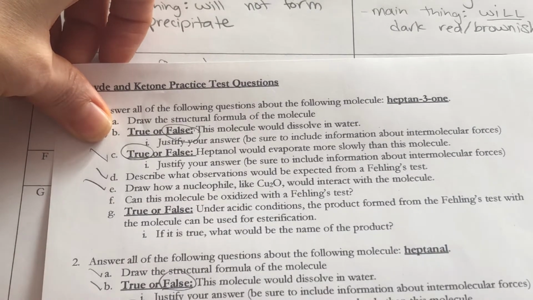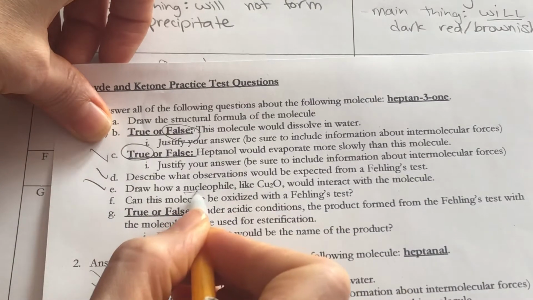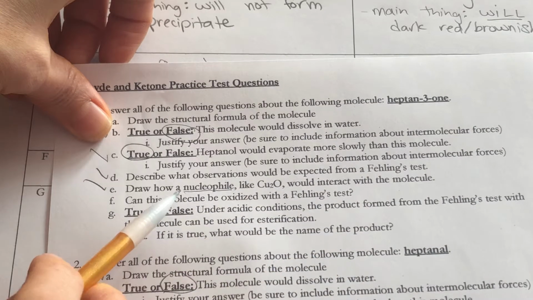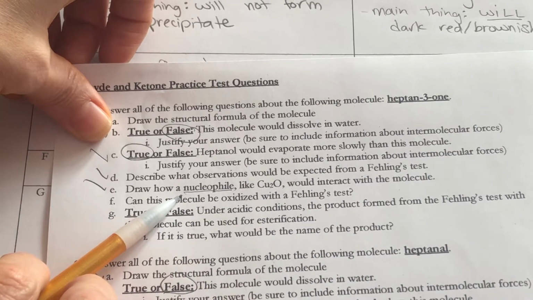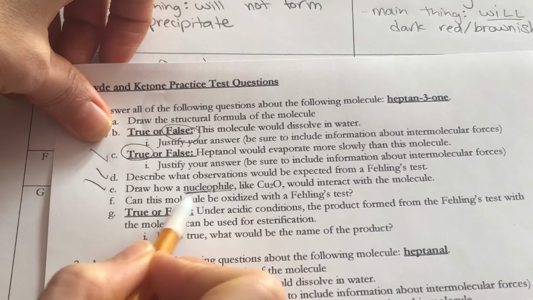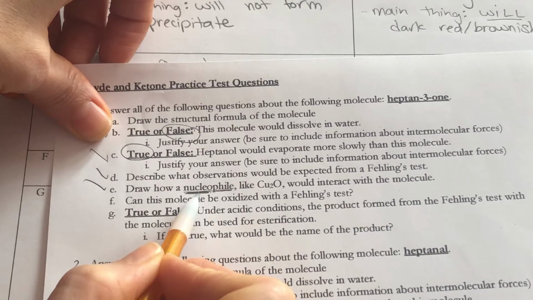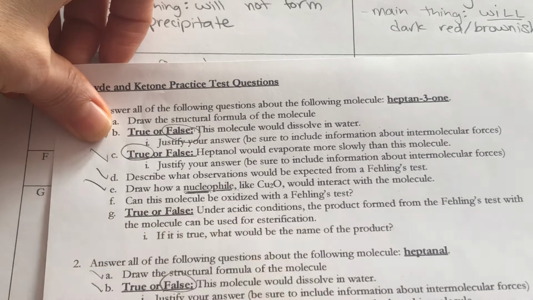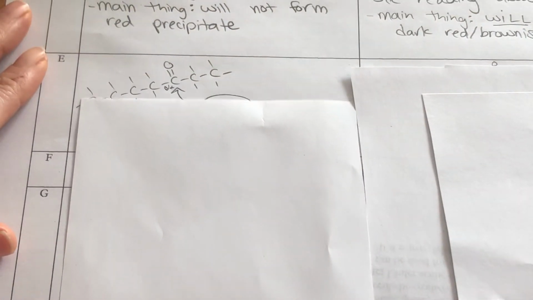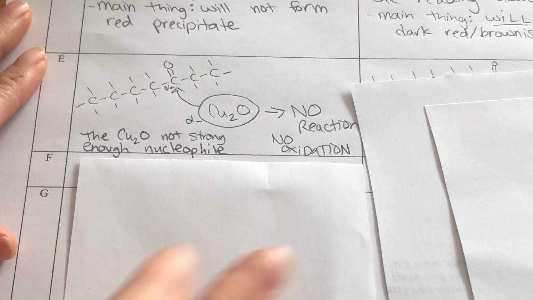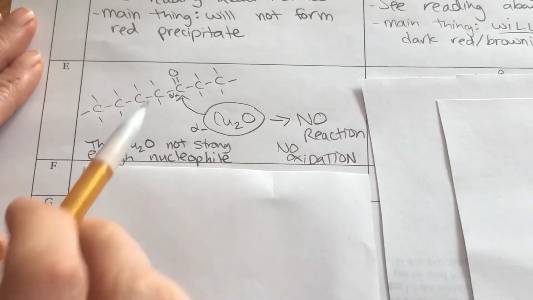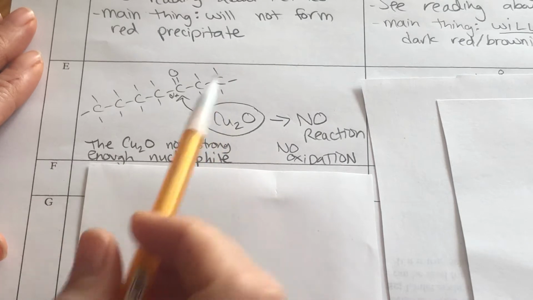The main thing about a nucleophile is remembering that it is a negatively charged ion or molecule that is attracted to a nucleus and goes in to attack it. So if I draw that on this heptan-3-one, this is what it would look like.